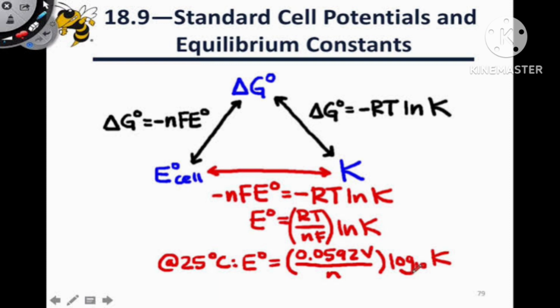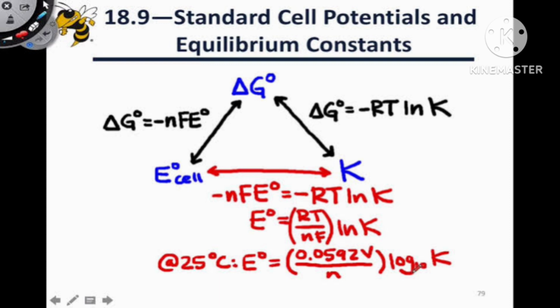Suppose EMF of the cell is E, nF is the amount of charge passed, and delta G is the Gibbs free energy of the reaction. Gibbs energy is for a reaction, always remember. Then how are all three related? Delta G is equal to minus nFE.